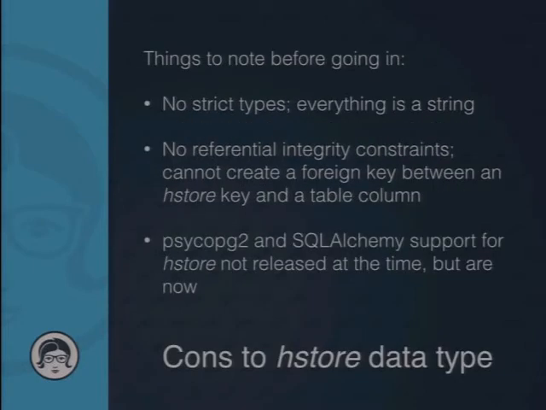So some things we knew going in if we were going to move forward with HStore. We don't get strict types anymore. Everything's a string. We can't get strong referential integrity constraints between the keys in an HStore column and the fields that we have in our field table. And to give you an idea of how long ago we thought about this, this was at a time when HStore wasn't yet supported in psycopg2 or SQLAlchemy, a couple years ago, but I'm sure you're all aware now that it's in there.